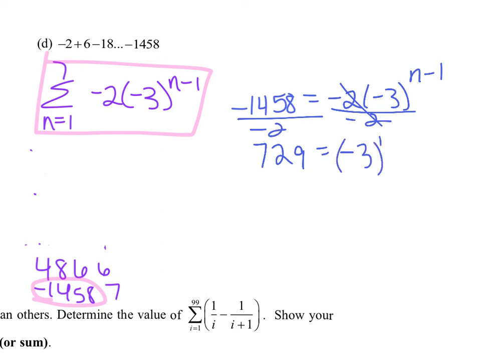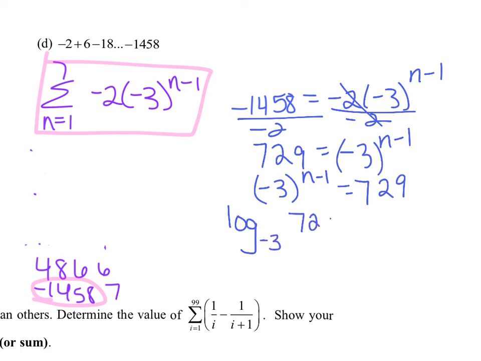Now the next thing I'm going to do is put this in log form. Now, if you remember, the way that we did it to be consistent was the answer was on the right. So I'm just reorganizing that so the answer is on the right side. And now I'm going to put it in log form. So log base -3 of 729 equals n minus 1.